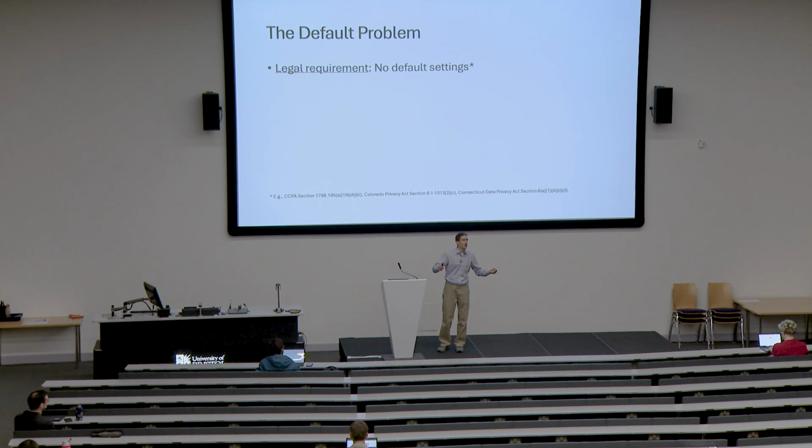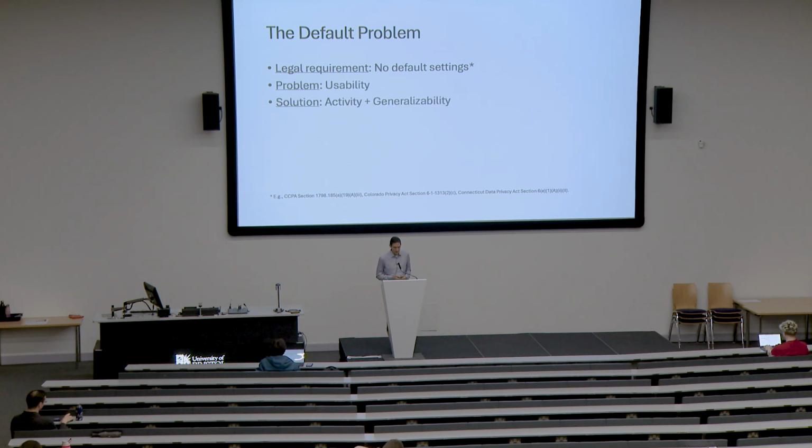So we want to be smart about it. And we want to have a user interface that requires people to make a choice, but is not annoying. So these are the two requirements. We cannot have a default setting, so people must make a choice, but that choice must not be annoying. And so we have a usability problem, and the way to address this here is activity plus generalizability.